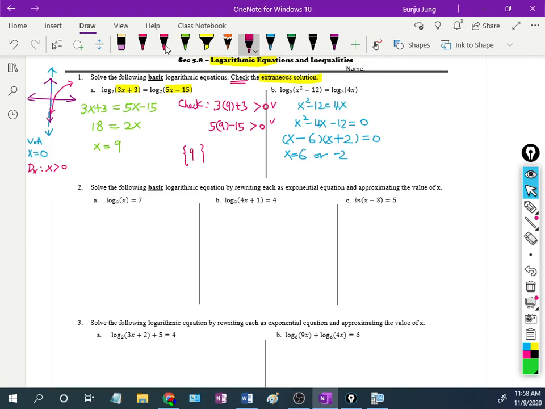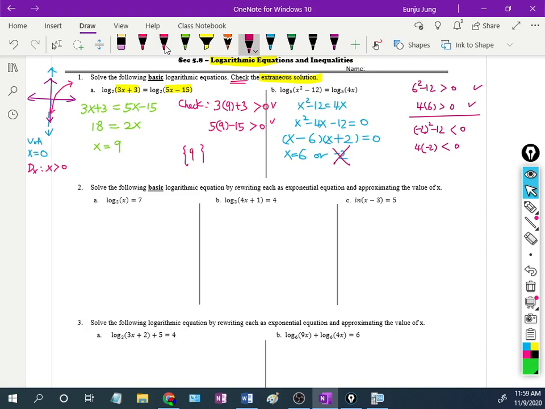So let's check. If I have a 6 squared minus 12, is it greater than 0? Yes. 4 times 6, that's greater than 0? Yes. How about -2? -2 to the second power, subtract 12. Is it greater than 0? That's less than 0, right? Now let's plug in 4 times -2. Is that greater than 0? No, so this is not working. So I'm not taking -2 as a solution.